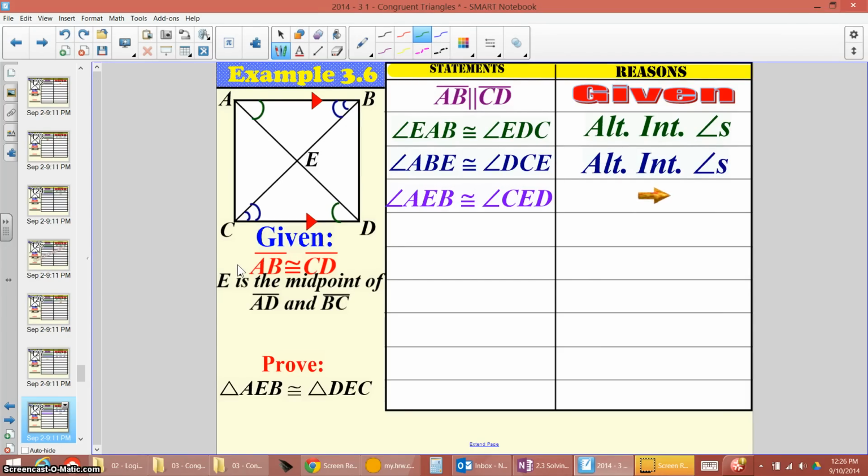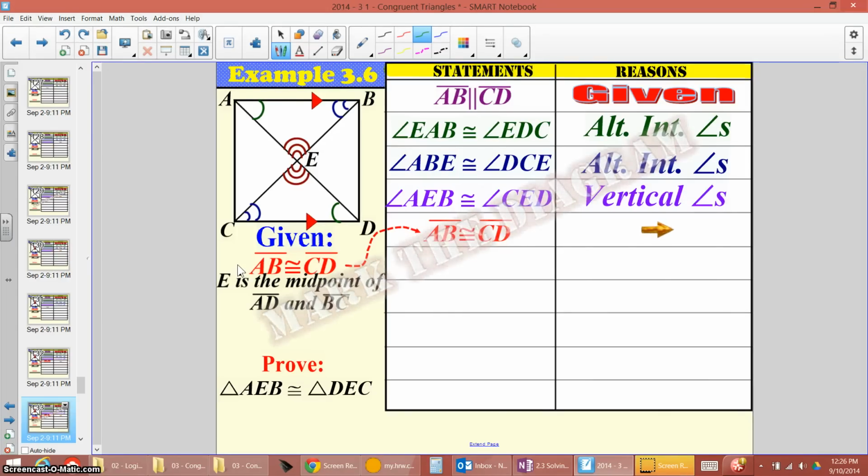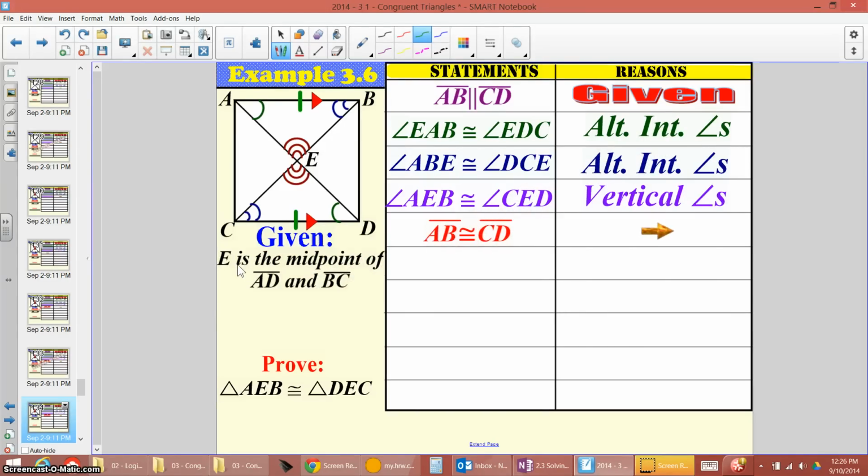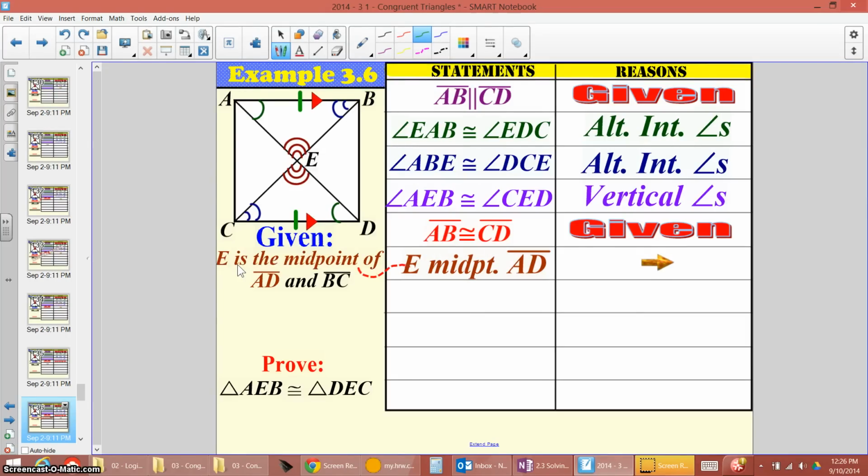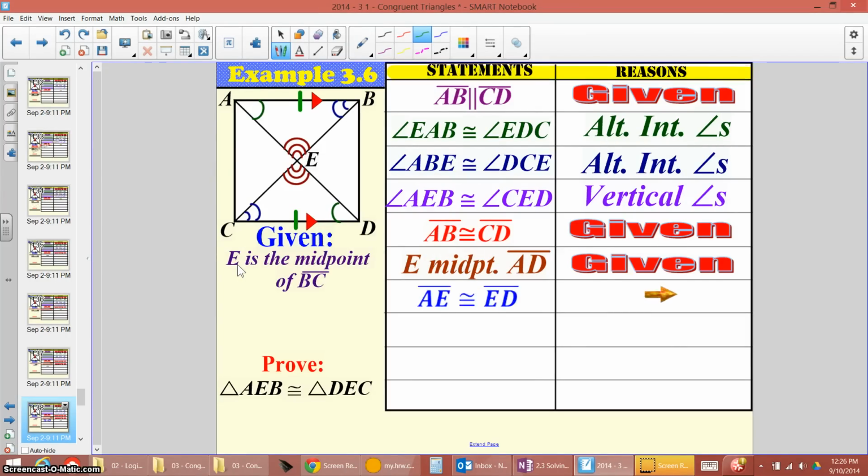I could also look at AEB and CED as being congruent, mark on the diagram, and I say they're vertical angles. I say AB is congruent to CD. Look where it came from. It came from the given. Now it says that E is the midpoint of DA and DC. So midpoint, that's given. It's the midpoint. That means they're congruent by the definition of a midpoint.